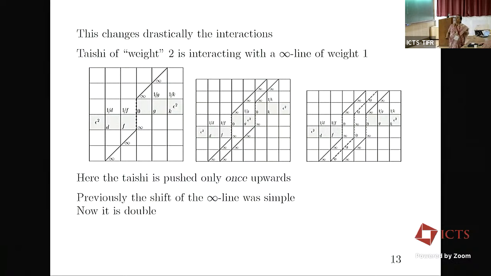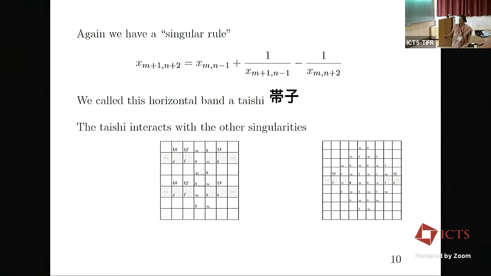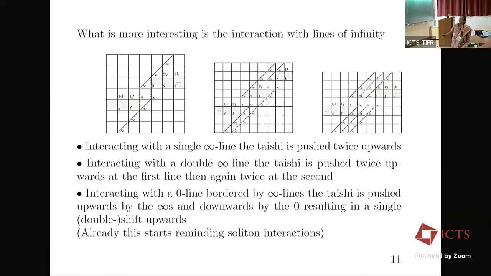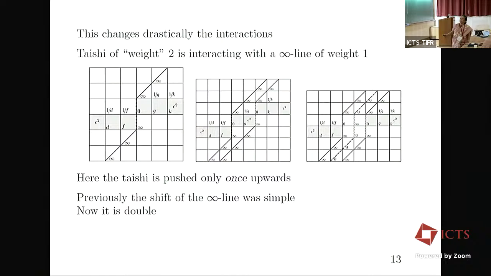In the previous case, each Taishi is shifted 2 times upwards. But if we consider a Taishi, when we consider a Taishi of weight 2, look at this, it is a Taishi of weight 2, and we consider line of infinities with weight 1. We have checked that this is shifting only 1 step upwards. Similarly, when we consider 2 lines of infinities, it is a Taishi of weight 2, a line of infinity of weight 1, so moved only 1 step up. Again, due to this line, it moves again 1 step up.